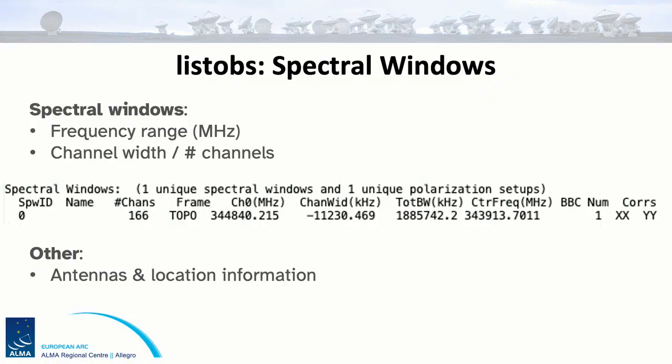Following field information, you will see spectral window information, which will have spectral window ID numbers. In this example, we only have one spectral window, but most observations will have multiple. You will also find other useful information here, including the number of channels of each spectral window, the channel width, the total bandwidth, and the center frequency of your spectral windows. Besides this, there is also information on the antennas that were used in your observations and their locations, and you can find this at the bottom of your listobs output.